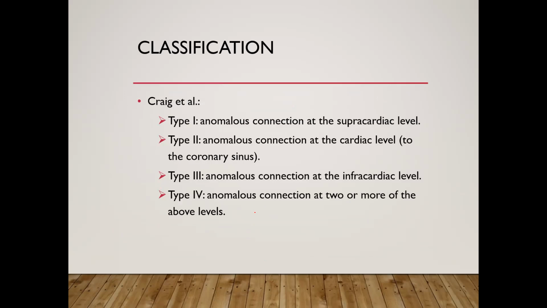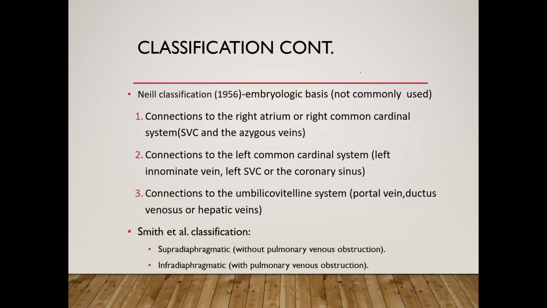Classification: there are various classifications depending upon the level of connection of this abnormal pulmonary venous confluence to the systemic venous system. That is at the supracardiac level, or at the cardiac level to the coronary sinus, or at the infracardiac level to the portal vein or the IVC directly, or anomalous connection at two or more of the above levels. It could be a mixture.